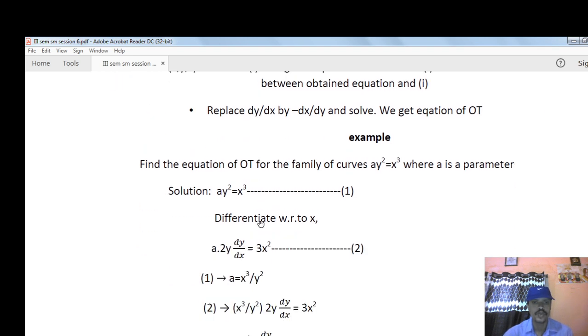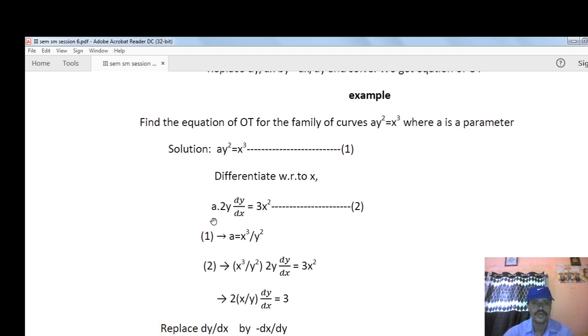Let me quickly go through one example. Find the equation of OT for this Cartesian family of curves, where A is a parameter. And this is the given family of curves, call this as 1. To get the equation of OT, the first step is to differentiate with respect to x. Differentiate 1 with respect to x. A into the derivative of y square is 2y into dy by dx, is equal to the derivative of x cube with respect to x, which is 3x square. Call this as 2.